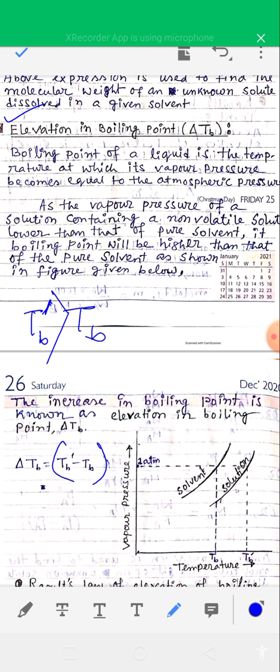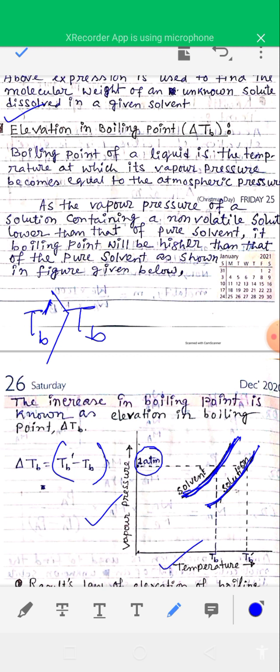Okay, and graphically it shows how the vapor pressure of solution changes with temperature. If you increase temperature, you will see that the vapor pressure of pure solvent and the vapor pressure of solution both will increase. Okay, and the solution will boil only when the vapor pressure of both solution and solvent becomes equal to atmospheric pressure, that is 1 atm.